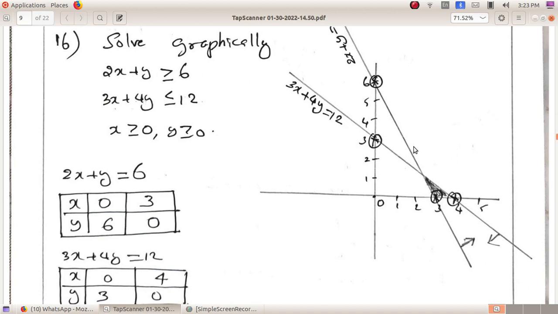So you cannot shade here, but you can shade this part. So I make an error mark here. So this side, this direction has to be shaded, along this direction.